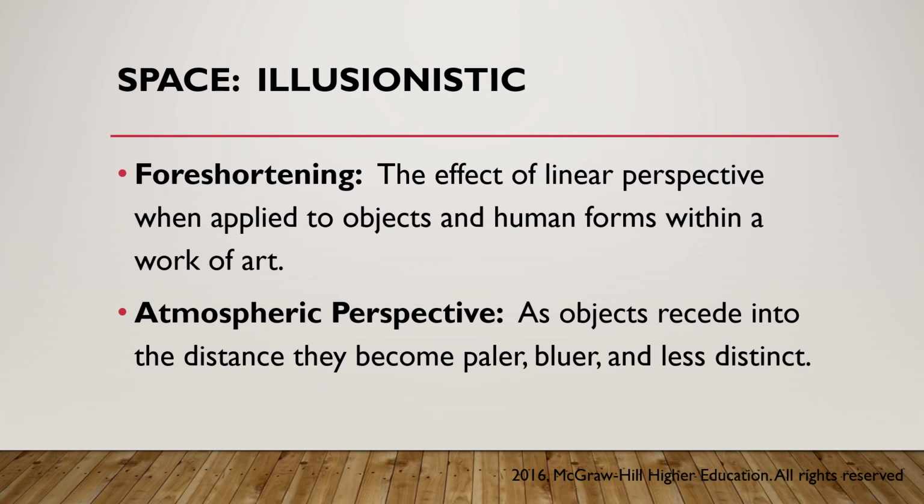Some other illusionistic art techniques. Foreshortening is where you're using the application of perspective in order to do human form. An atmospheric perspective is a color base. So as objects are further back from you, they're paler, they're bluer, they're less distinct. Blue, cool colors recede, warm colors pop towards you.